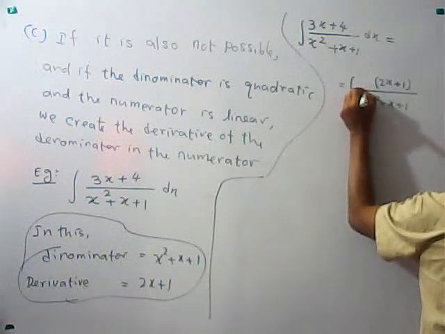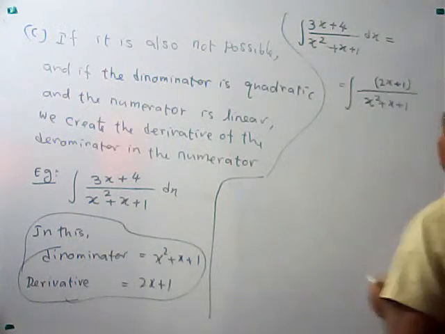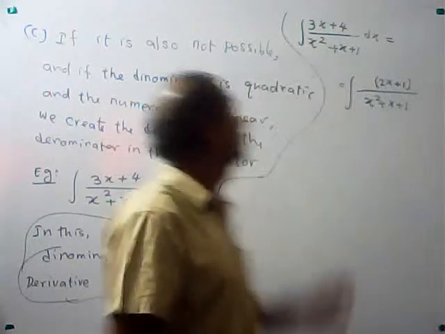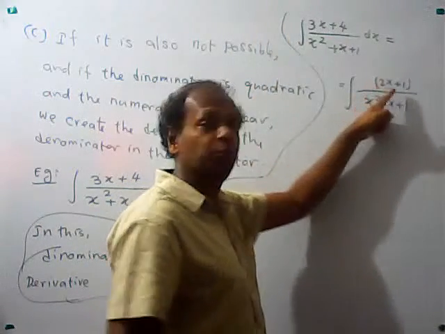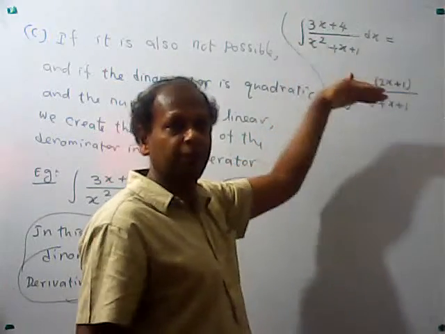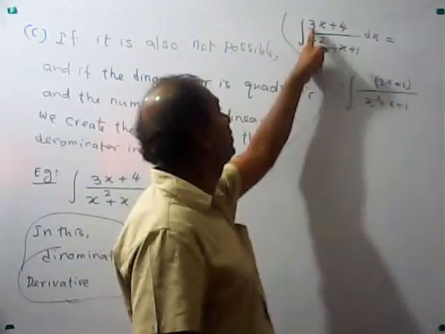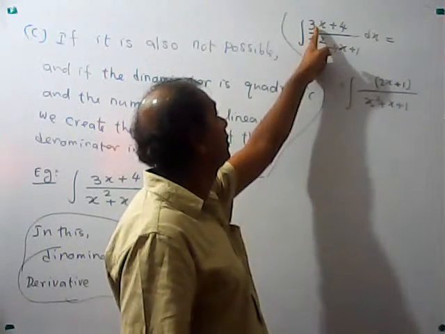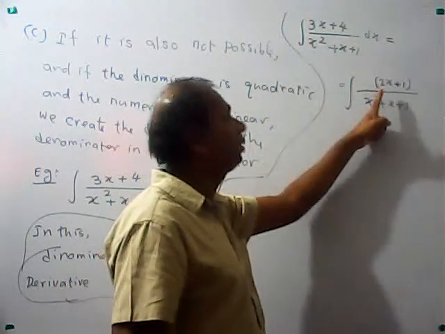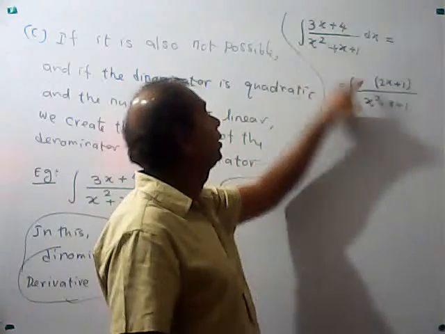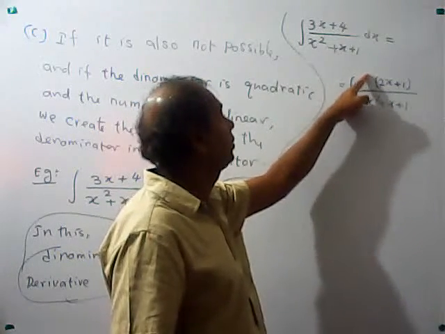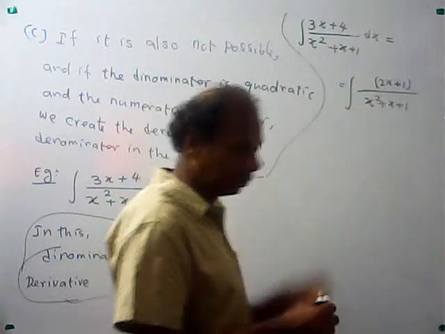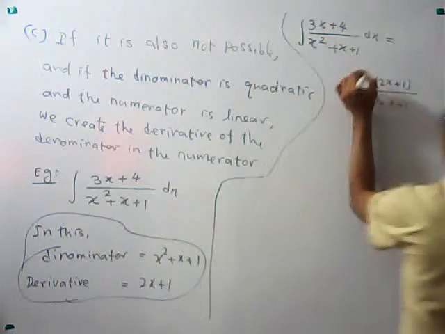Then check if the two sides are the same. They are not. Here it is 3x plus 4, here it is 2x plus 1. So we have to make them equal, we have to balance them. First balance the x term, the highest power term. Here you are given 3x, but you have written 2x. To balance them, you will have to introduce 3 over 2 in front.